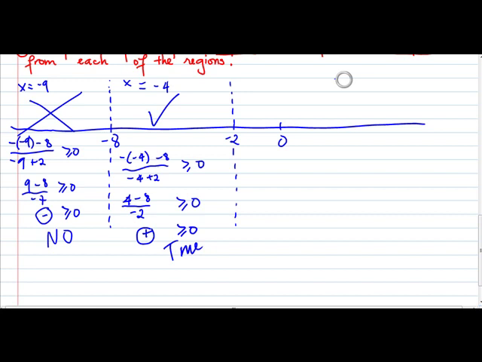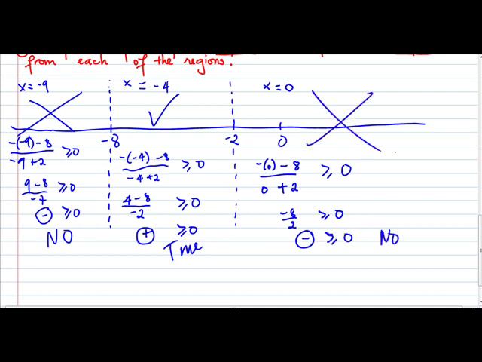Our last interval, we will test 0, because 0 is inside the interval from minus 2 to infinity. So minus 0 minus 8 over 0 plus 2 is minus 8 over 2. A negative number over a positive number is a negative number, and a negative number can never be greater than or equal to 0, so it's no. This means our solution is not inside this interval.